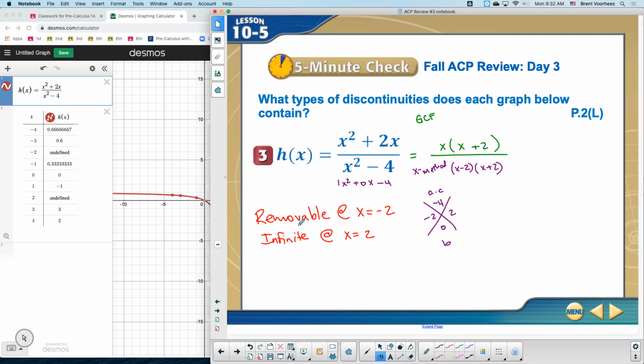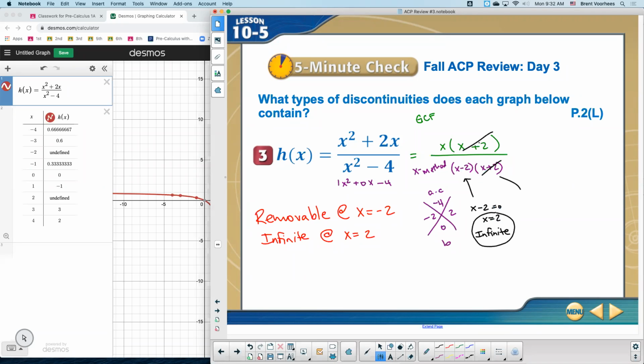So the reason one's removable and one's infinite is because one of these cancels and the other does not. Notice I could cancel the x plus 2's, but the x minus 2 remains forever, which is going to become the infinite. Now, if you remember inside lies, you would solve these by setting each one equal to 0. You're not allowed to divide by 0 in math. So the break is where it does equal 0. So you just say x minus 2 equals 0, x equals 2. That's why that one's infinite. It's infinite at x equals 2 because of that.